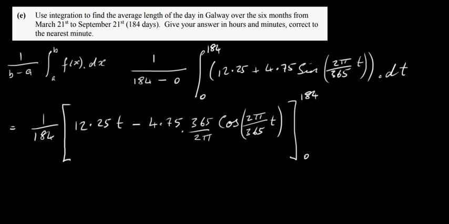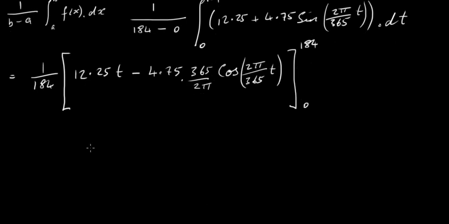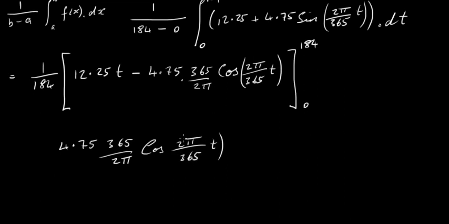Now let me just show you what I mean here. This is what I get when I integrate this here. So if I integrate this, I get this, and if I differentiate this, I should get this. So if I just do it down here, 4.75, don't worry about the signs for the moment, 365 over 2 pi cosine 2 pi over 365 times t. So this is what I'm saying my answer is when I integrate this part here. So let's just differentiate this.